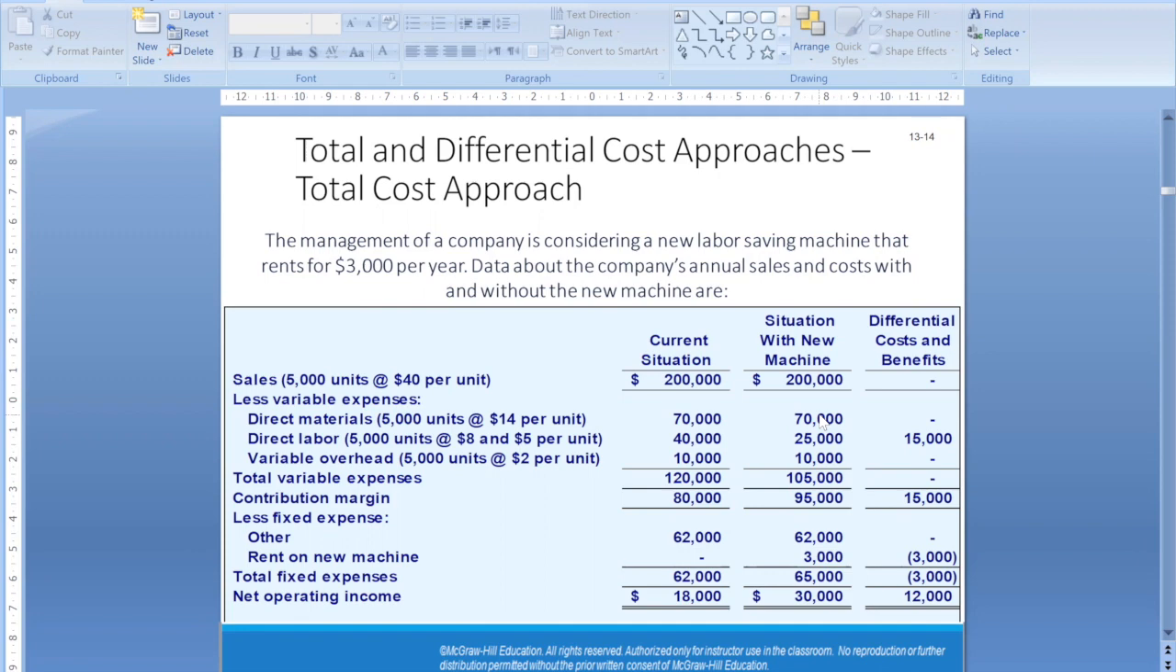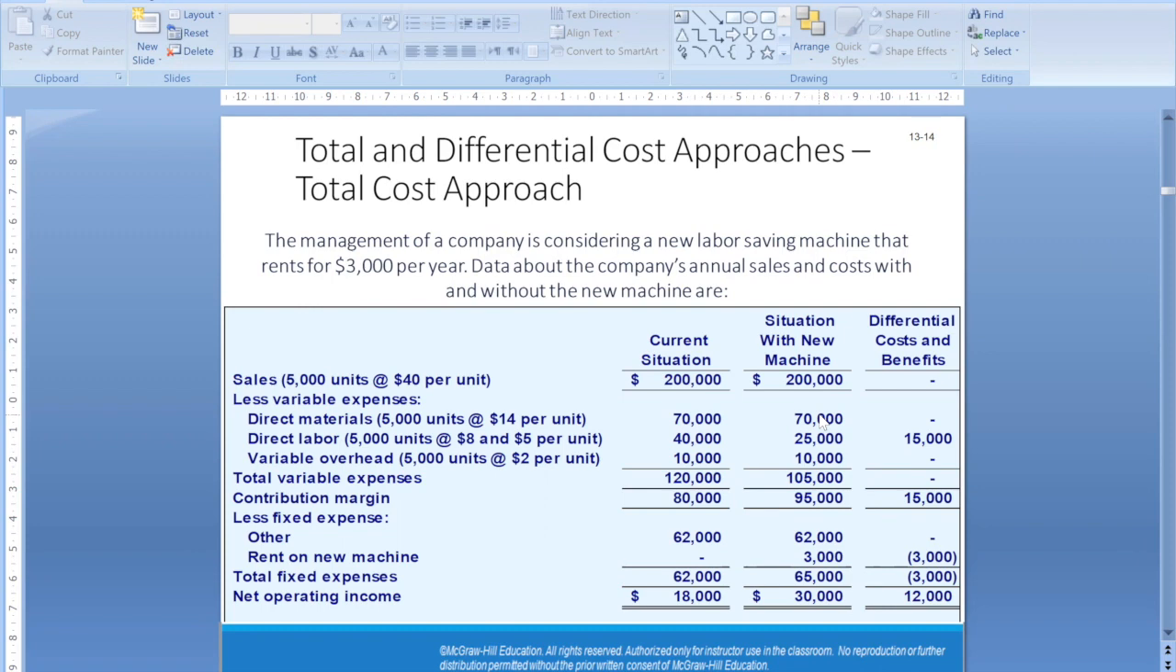Variable overhead: 5,000 times $2 per unit. Most likely, the variable overhead will be allocated, which means we will pay the same amount in the two situations. So we don't have any differential costs for the variable overhead. Total variable cost for the current situation is $120,000. With the new machine, we have $105,000.